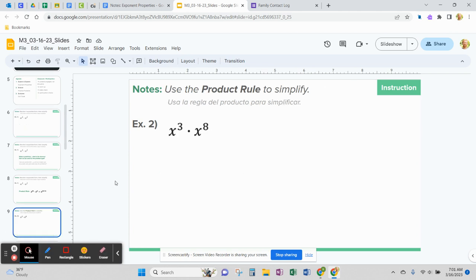So let's try that on example 2 here. X to the 3rd times x to the 8th power. Try to apply that rule. No need to go in an expanded form. We can use our shortcut here. Try it for yourself. Pause it, unpause when you're ready.